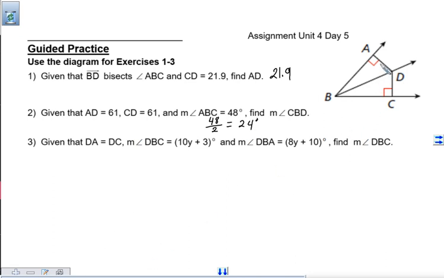Then on number 3, we have that DA and DC have equal measures. That means that we have an angle bisector. We have that angle DBC, that's the bottom angle, is 10y plus 3, and that angle DBA is 8y plus 10. We want to figure out what the measure of angle DBC is. So we need to set these equal to each other because we have an angle bisector. So those are congruent measures.